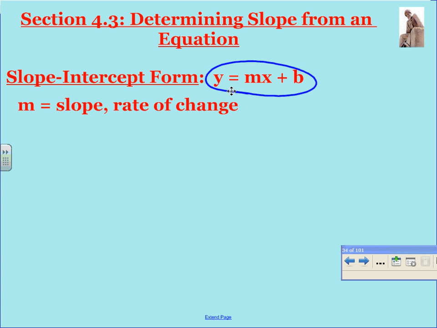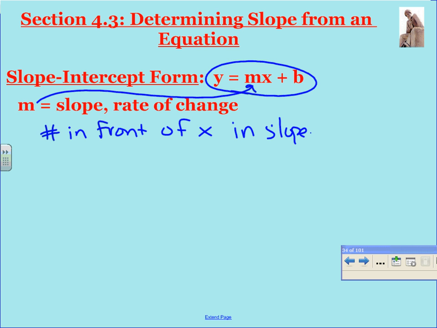M is always your slope. Our M is always next to X in an equation. And I know Mr. Warnock had you write that in your notes, so make sure you have down that M is always the number in front of X when it's in slope-intercept form.